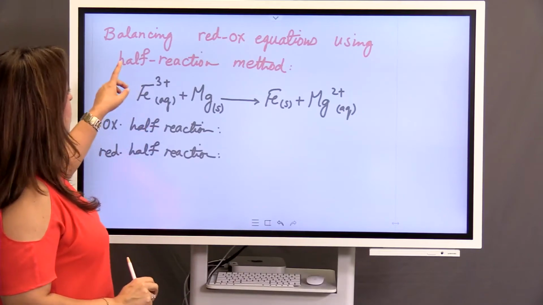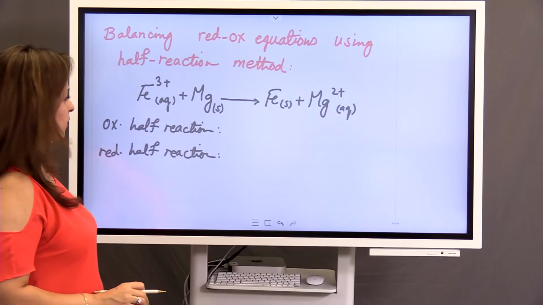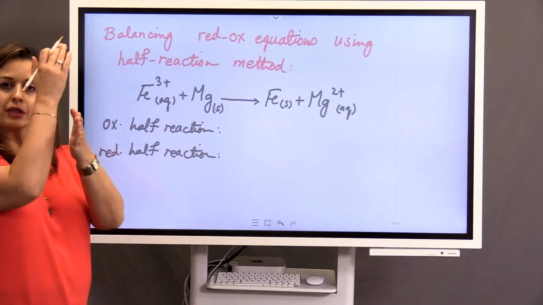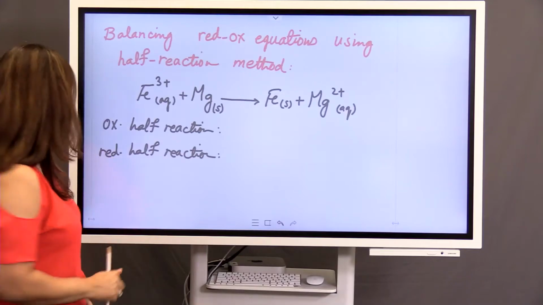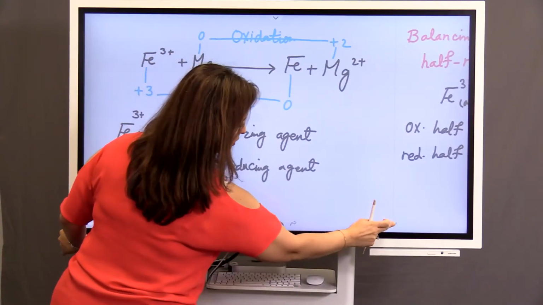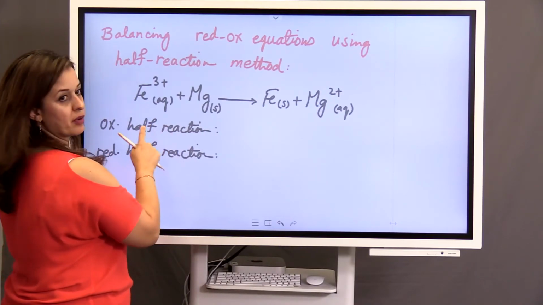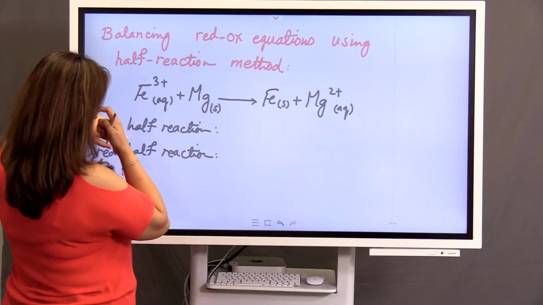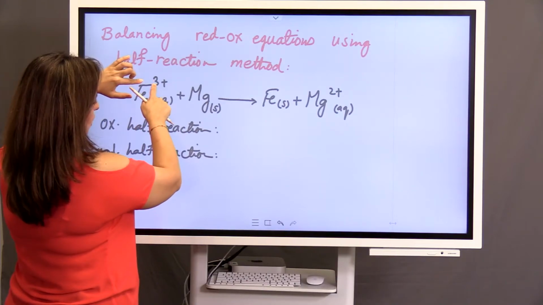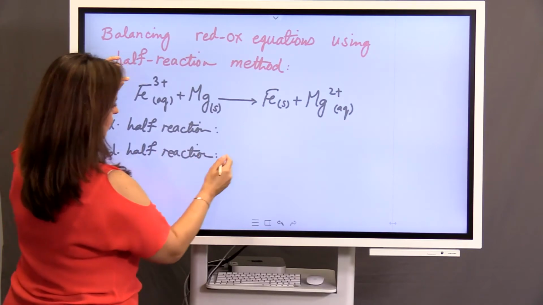So let's balance oxidation reduction reactions using half reaction method. We are using the same exact equation. I'm going to cut it to two half reactions. Didn't we just say that iron was reduced and magnesium was oxidized? So after you determine which element is oxidized, which element is reduced, let's write them in front of oxidation half reactions and reduction half reactions. So oxidation number of iron changed from +3 to 0. It was reduced, so I have to use the reduction half reaction.